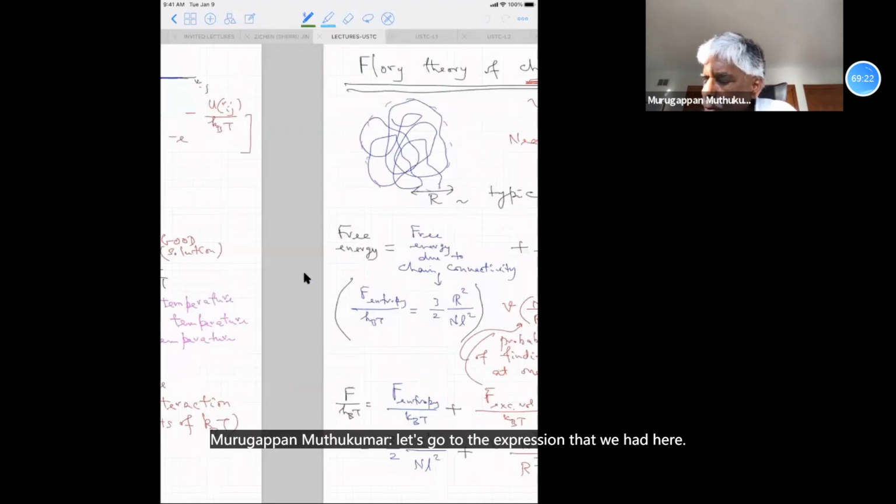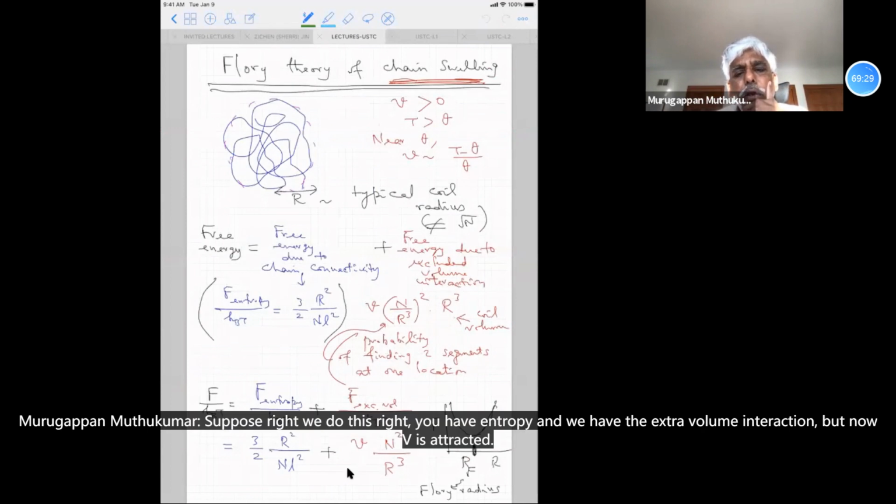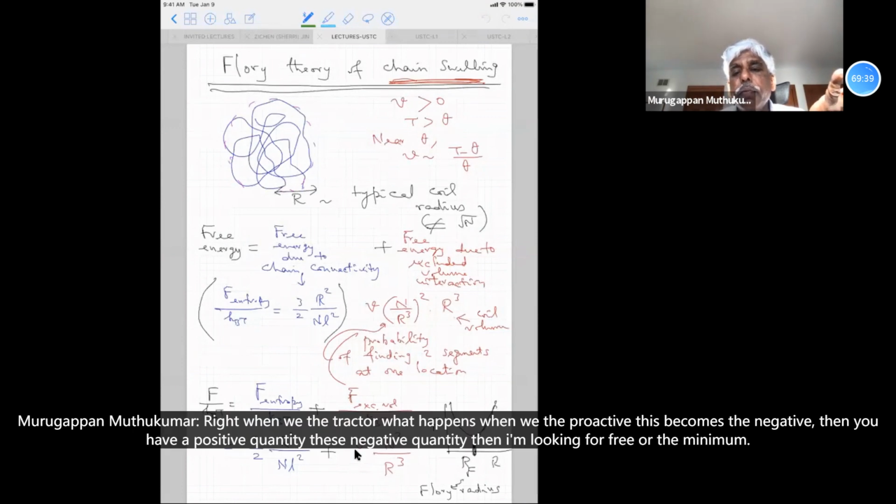Let's go to the expression that we had here. Let's look at this. Now suppose we do this. You have entropy, and we have the excluded volume interaction, but now V is attractive. When V is attractive, what happens? This becomes a negative. Then I have a positive quantity, and this is a negative quantity. Then I'm looking for the free energy minimum.